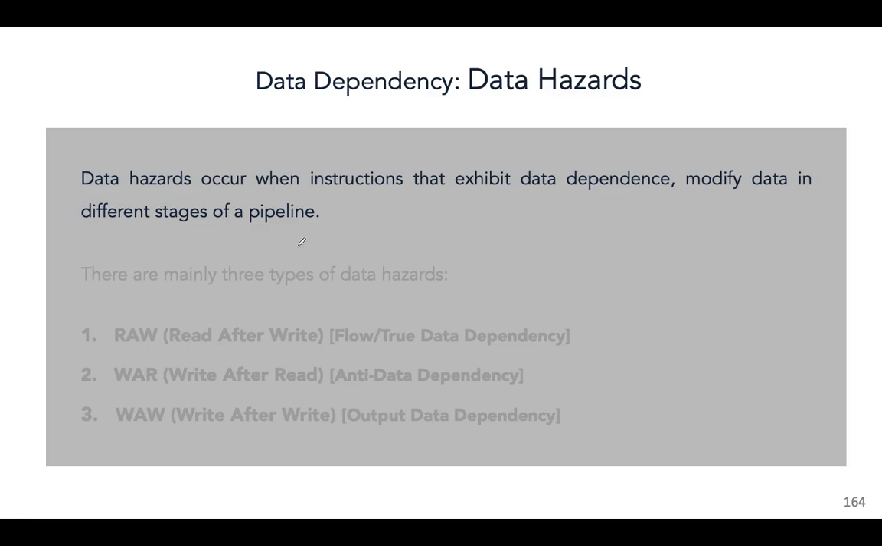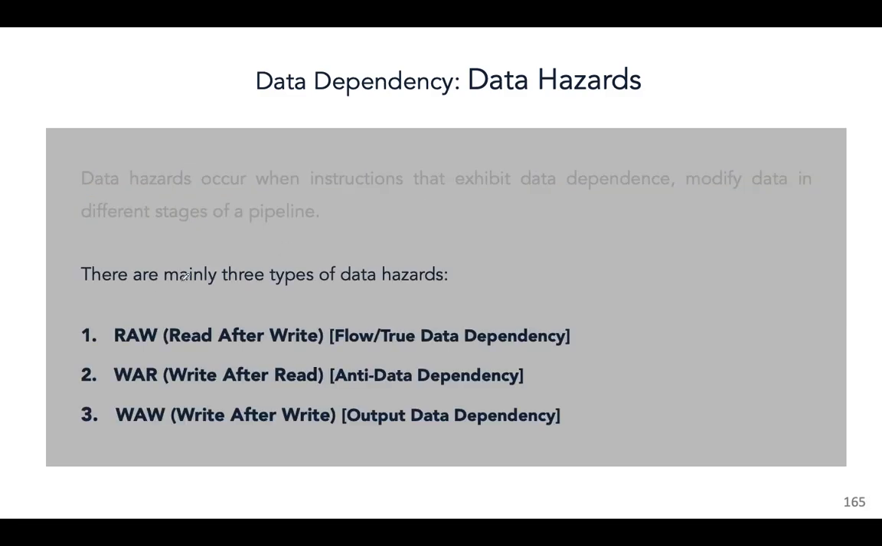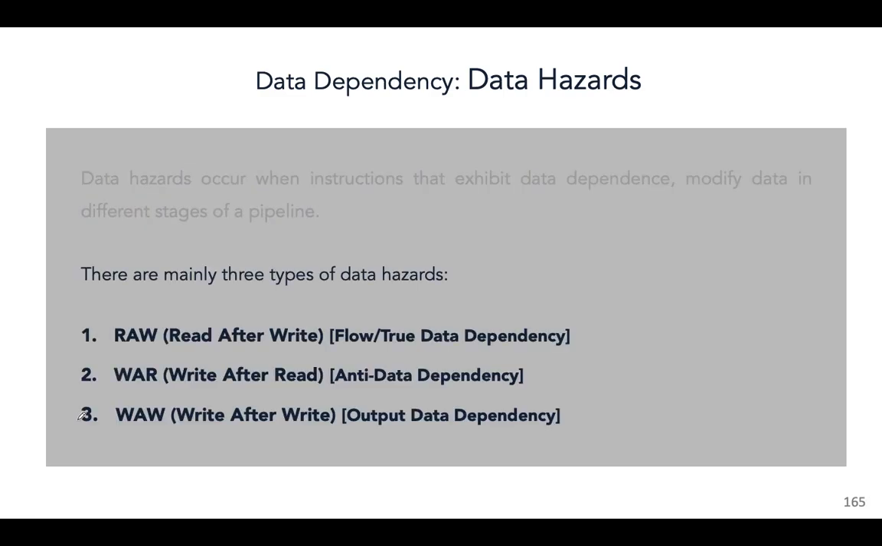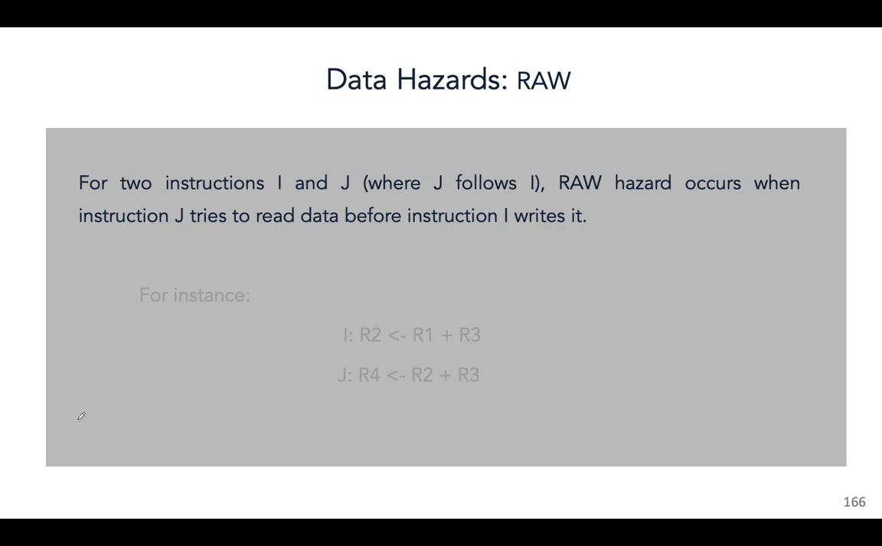All right. Now, data hazards. There are three main kinds of data hazards: RAW, read after write, WAR, write after read, and WAW, write after write. Data hazards occur when instructions that exhibit data dependency modify data in different stages of the pipeline. Depending on which instruction is trying to modify the data in which way, because you can either read the data or write it, depending on which instruction is reading it and which is writing it, we can have these three kinds of dependencies. Let's take a look at each of them individually. Let's start with RAW. RAW is read after write.